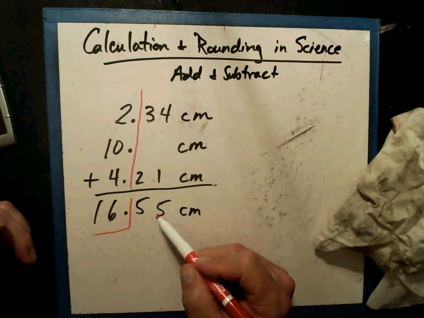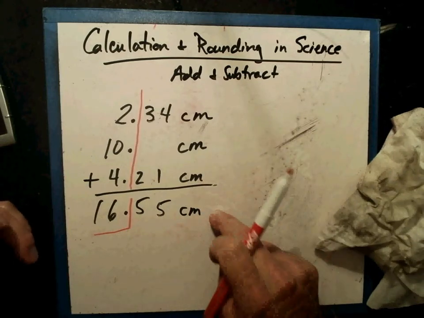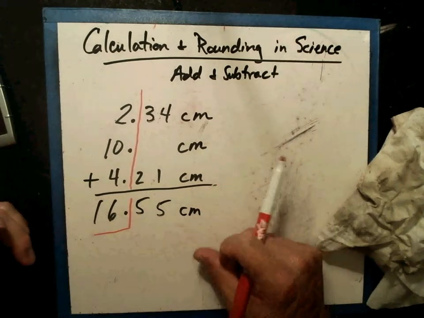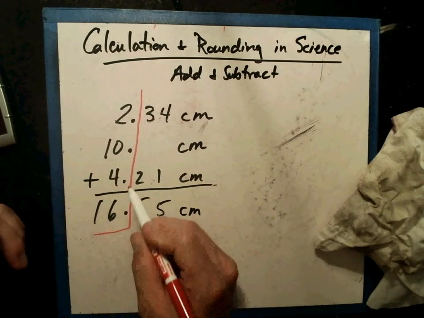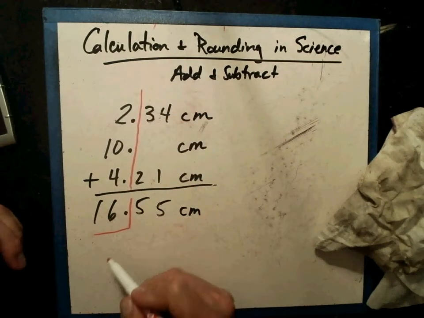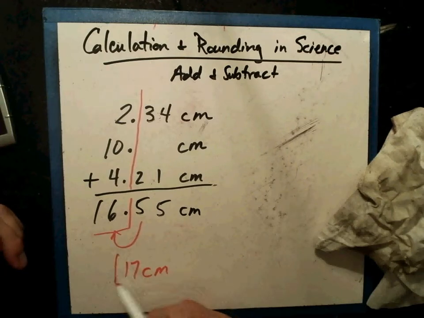So in science, we have to be as accurate as we can. So we need to use the best tool available to get the best starting numbers, to get the best answers so that we can round it right. So the numbers that you use are going to tell you where to round. So this is as far as I'm sure of my answer because that's the only place that all three numbers overlap. So rounding, my answer is 17 centimeters.